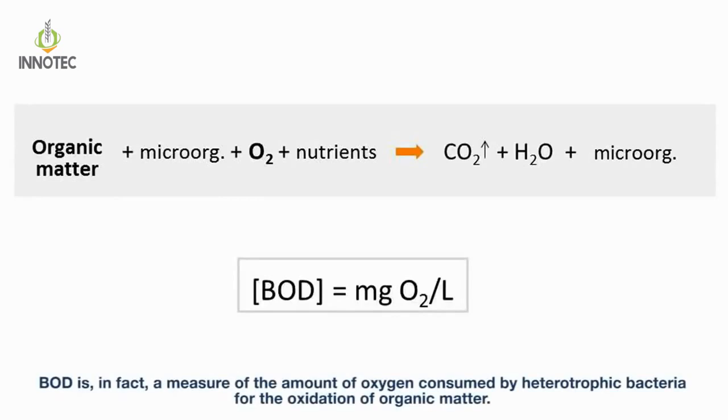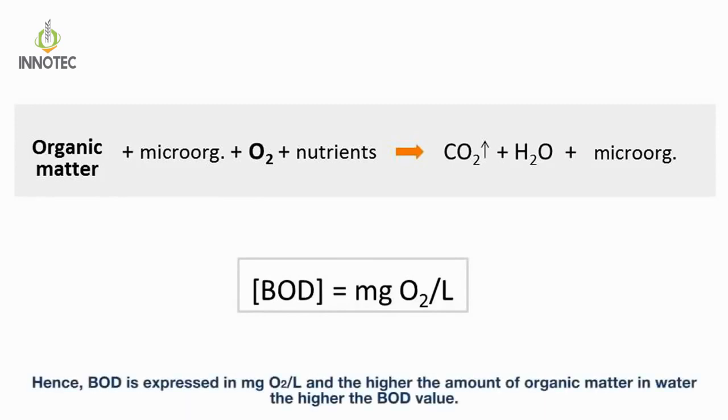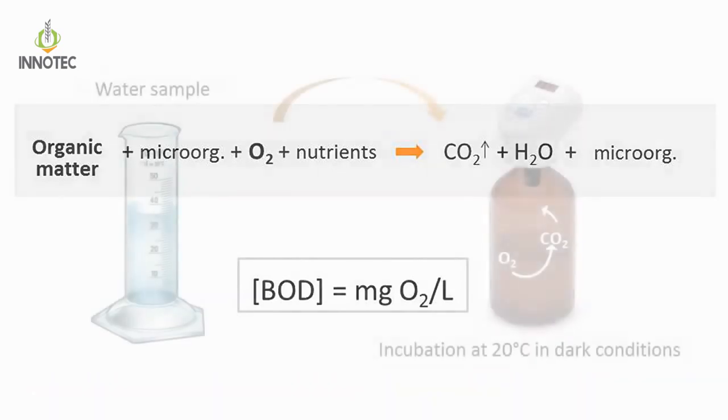BOD is, in fact, a measure of the amount of oxygen consumed by heterotrophic bacteria for the oxidation of organic matter. Hence, BOD is expressed in milligrams of oxygen per liter. And the higher the amount of organic matter in water, the higher the BOD value.